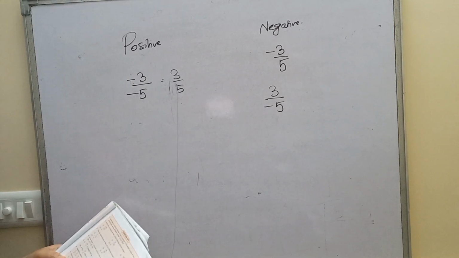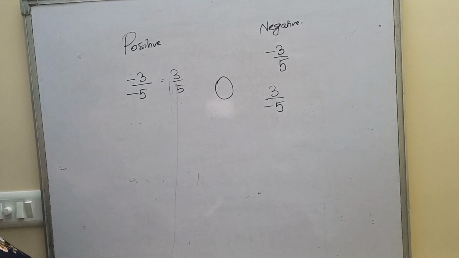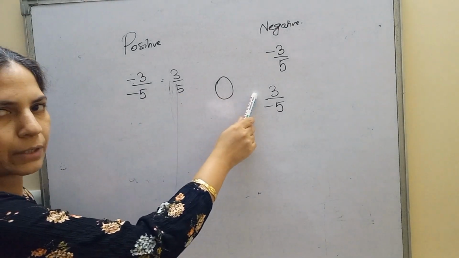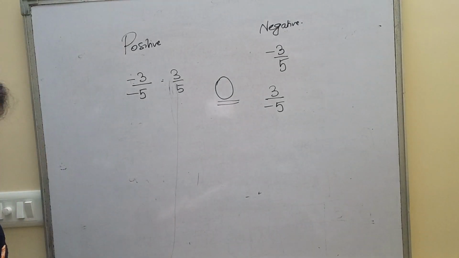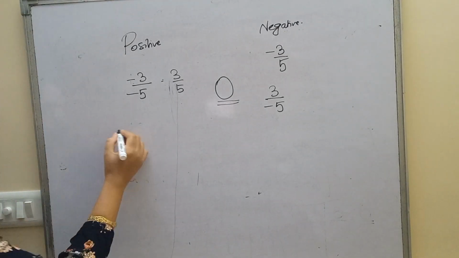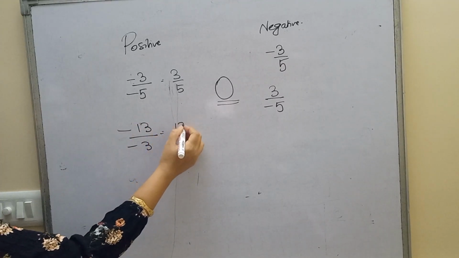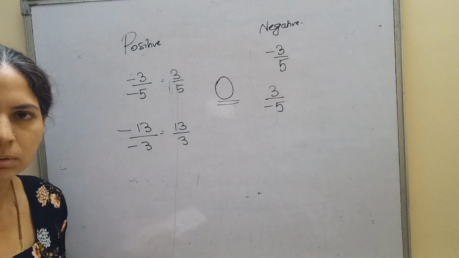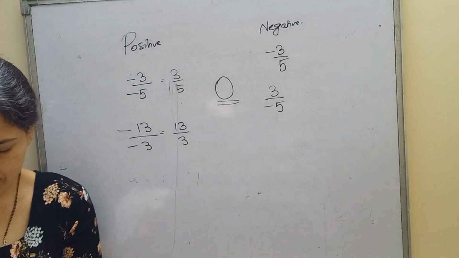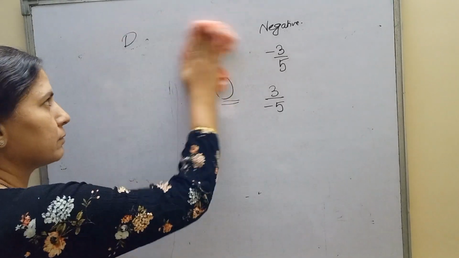Then comes 0. Where will 0 belong to? 0 is neither positive nor negative. 0 is neutral. Okay, don't put it in positive. Minus 13 upon minus 3. Minus minus will get cancelled. This will become 13 upon 3. Hope you understood the question number 6. Let's go ahead with the question number 7.